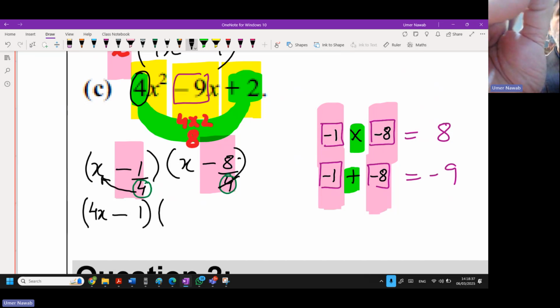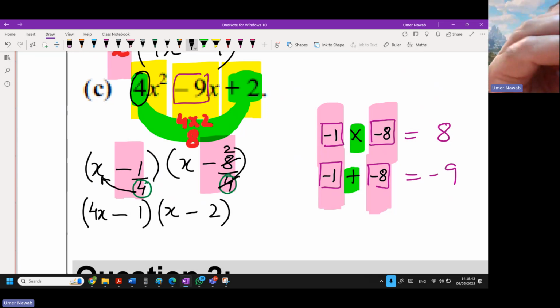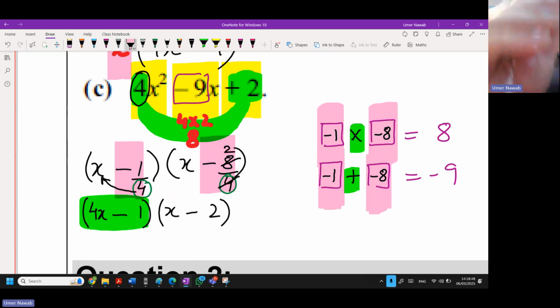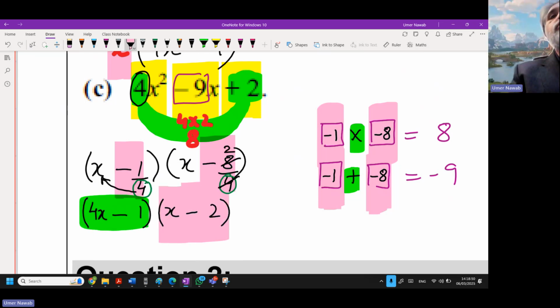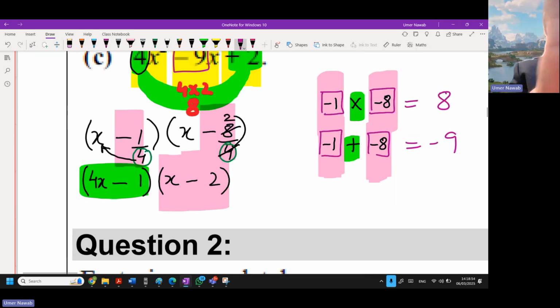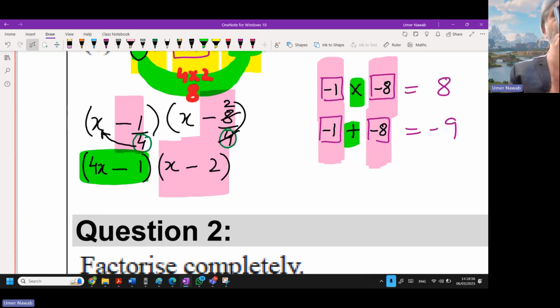However, this 4 cancels with 8 and leaves behind a whole number, which is 2. So x minus 2. So boys, this is 4x minus 1, and this is x minus 2. Now, if a student is sitting in the exam and wants to check whether this answer is correct, a calculator cannot help you here. I have a way to show you how the calculator can help with the quadratic trinomial, but why not do the manual multiplication.